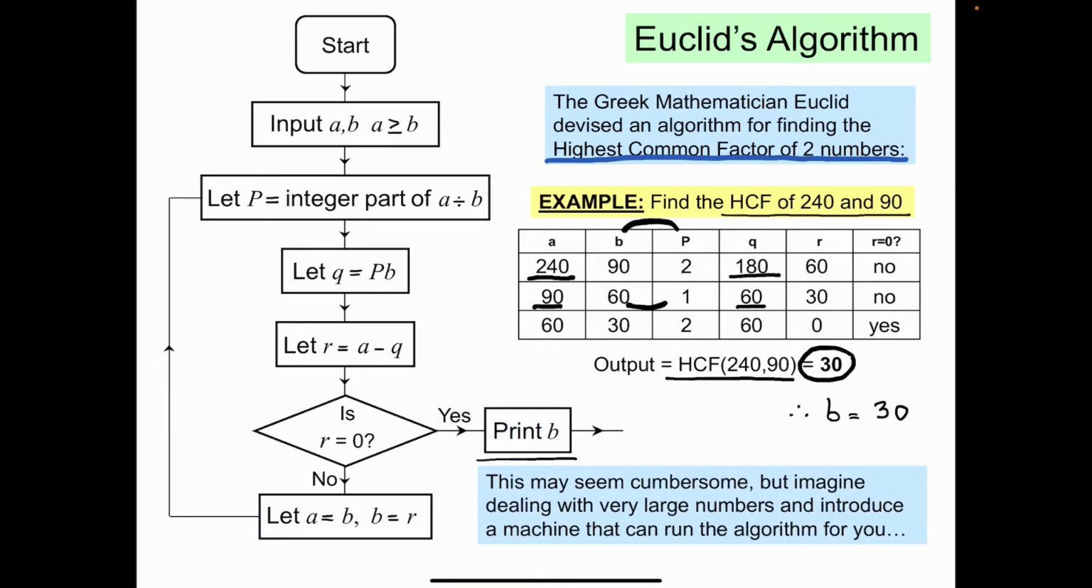It might seem, okay, what's the point of this? Obviously, if I give you numbers like 240 and 90, you can even do it in your head. But imagine if someone gives you numbers like 7 million something and 54 million something. If you can teach the computer to repeat these steps, evaluate if the remainder is 0 or not, and assign the new values and repeat the same steps until I get the yes there, that means r equals 0, it can save you a lot of time.